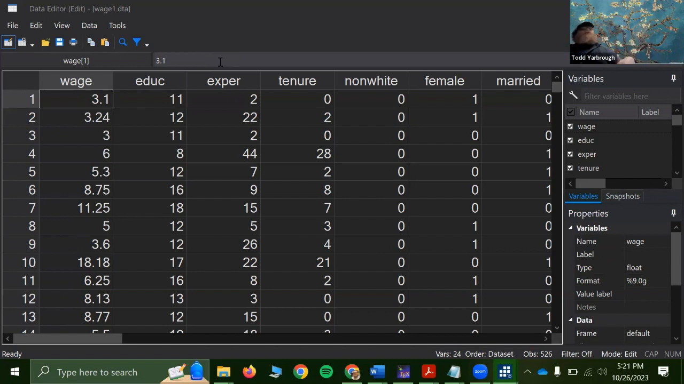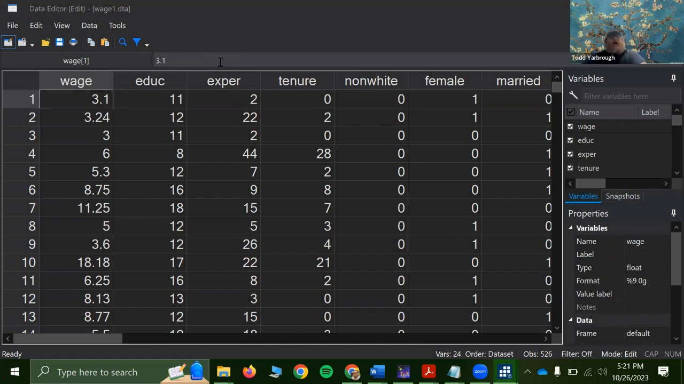Then person two has an hourly wage of $3.24, 12 years of education, and 22 years of experience. Experience is time spent working, and tenure is time spent working at the same job. That's not common terminology; that's defined in this particular data set.